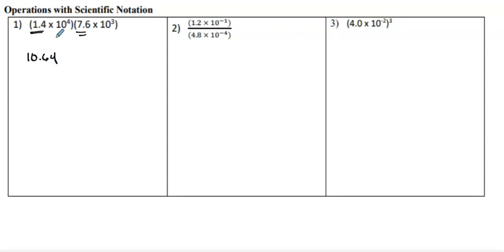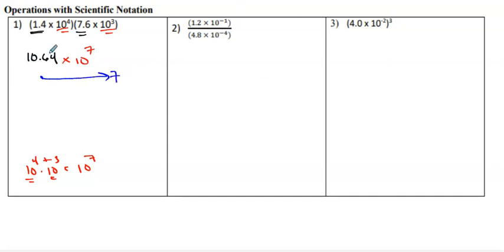And then I'm going to multiply the 10 to the 4th and 10 to the 3rd. Okay, so my base is 10, so add my exponents and I get 7. So recap from what we just did: 10 to the 4th times 10 to the 3rd, keep your base and add your exponents, you get 10 to the 7th. So that means I'm going to take this decimal and move it 7 times that way.